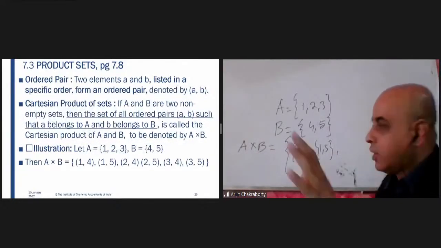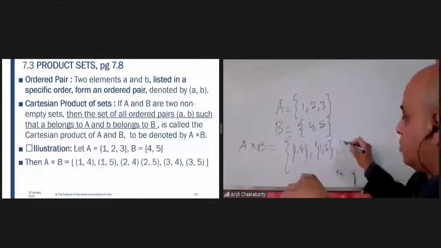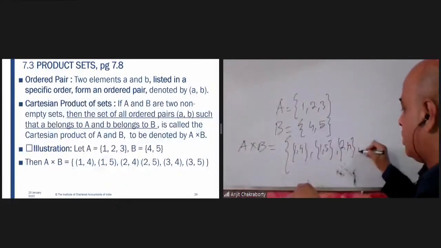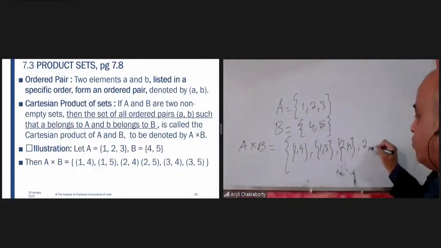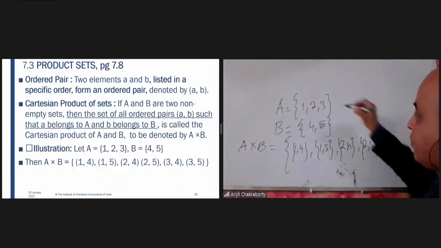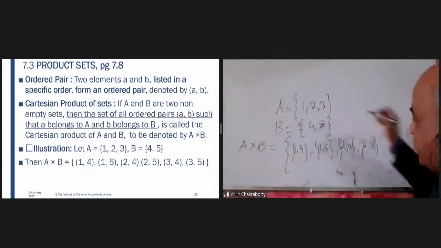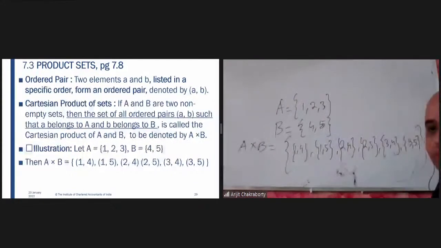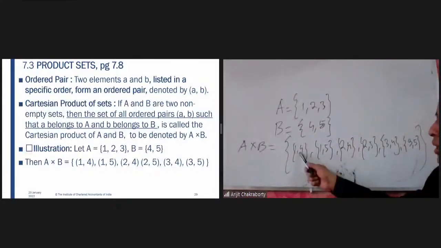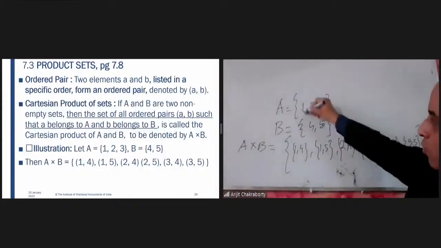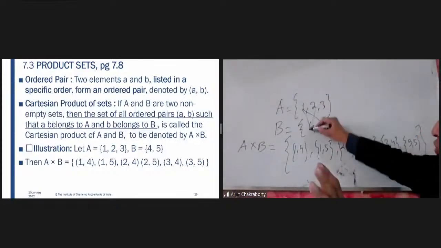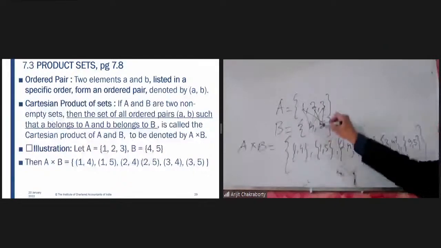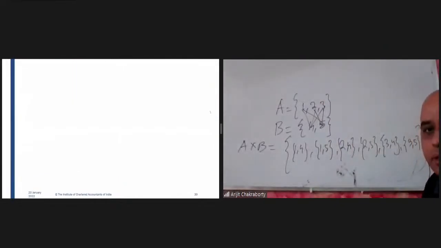So 1, 4 and 1, 5 is over. Then I will start with 2, 4. Just think of the pairs, 2, 4 and 2, 5, and then I will take 3, 4 and 3, 5. It's a big one, A into B is a big one. So I have taken 1, 4, 1, 5 complete, 2, 4, 2, 5 complete, 3, 4, 3, 5. Okay, this is called the Cartesian product.